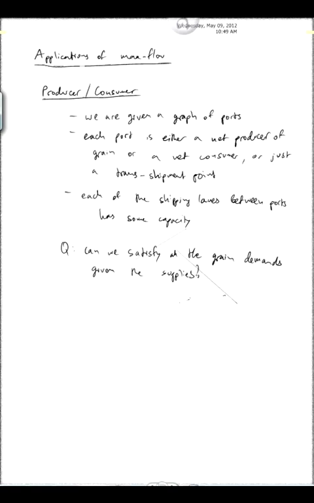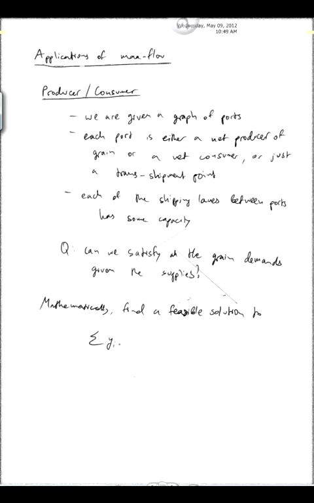So can we somehow move this grain from the producers to the consumers? Mathematically, this problem is just saying the following. Just find a feasible solution to the following system of equations.